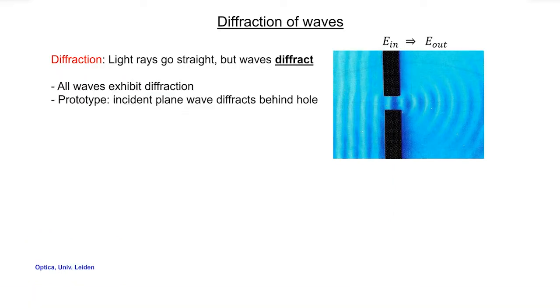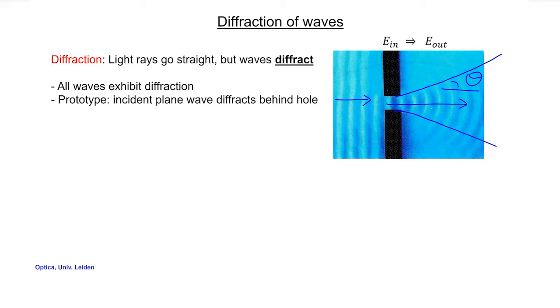In this web clip, we'll discuss the diffraction of waves. This picture shows a typical example of diffraction of water waves incident from the left on a small slit in a screen. And what you can see is that the wave doesn't go straight, but typically can bend around corners. And at a certain distance from the slit, you see a diffraction pattern occur with a certain opening angle.